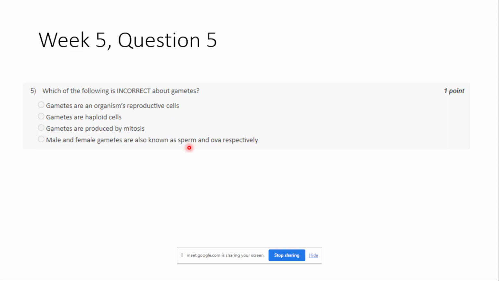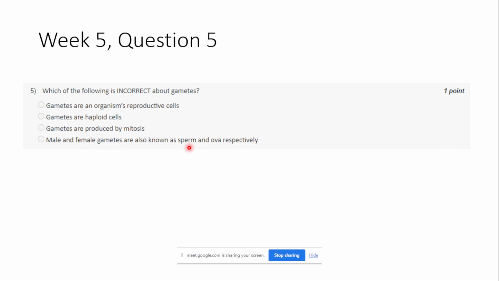For the fifth question, which of the following is incorrect about gametes? What are gametes? And how can gametes be formed, by mitosis or meiosis? Gametes can be formed by meiosis. What is a gamete? They are cells with a haploid set of chromosomes. Haploid, right? Yes.